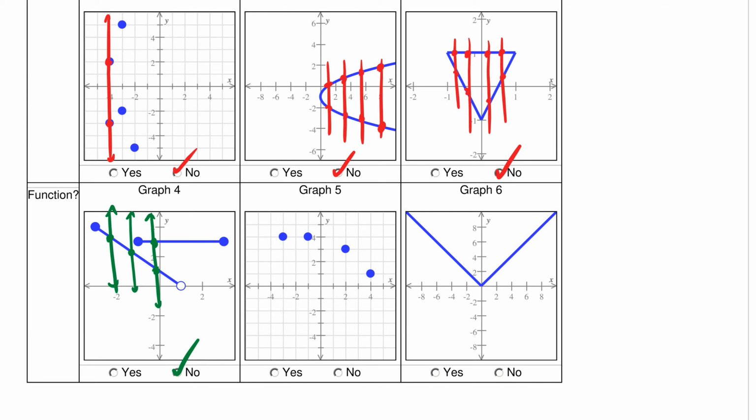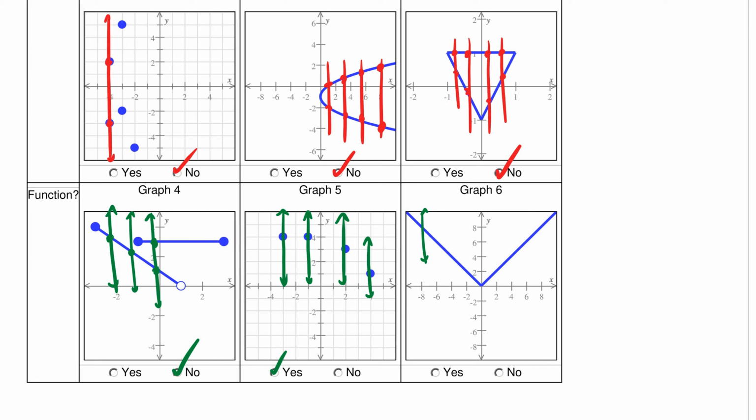Graph 5, if you draw a vertical line, it crosses at 1 point. This one crosses 1 point. This one crosses 1 point. This one crosses 1 point. So 1 point each time, so it's a yes, it is a function.